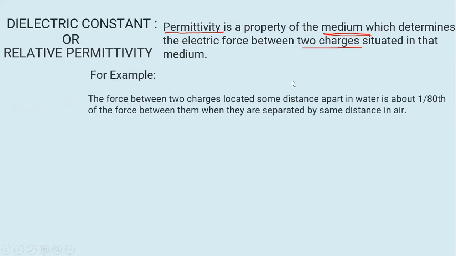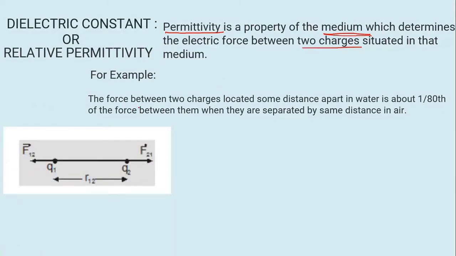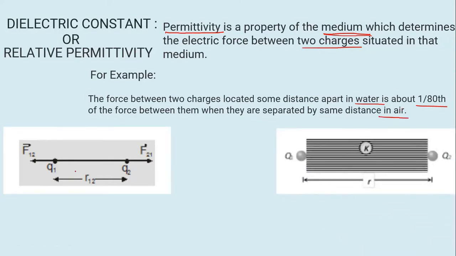So what is the role of the medium? With the help of an example, we can find that the force between two charges located some distance apart in water is about 1/80th of the force between them when they are separated by the same distance in air. What does this statement mean? Suppose we have two charges Q1 and Q2 present in air, separated by a certain distance, so naturally a force of magnitude F will be present between these two charges.